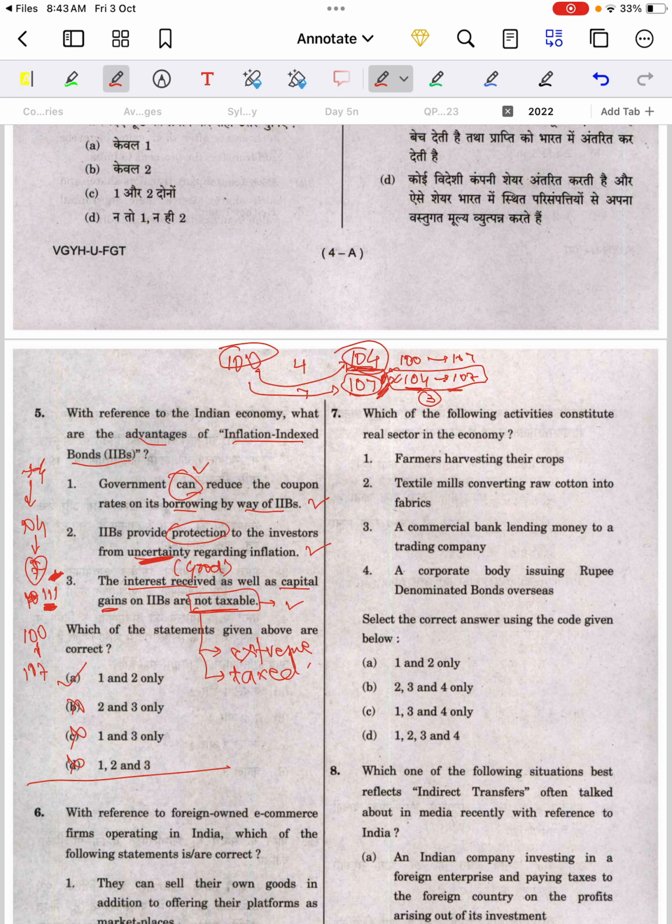This was more of an economic conceptual thing. You need to be good with economic concepts to answer all these questions. Please focus on the basics of economy while answering such questions.